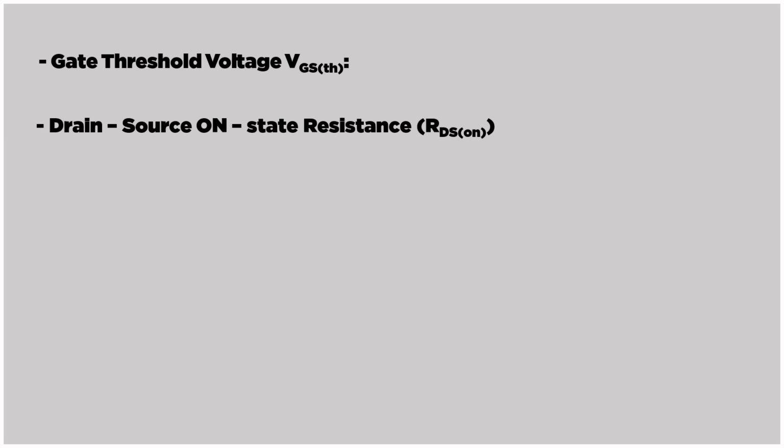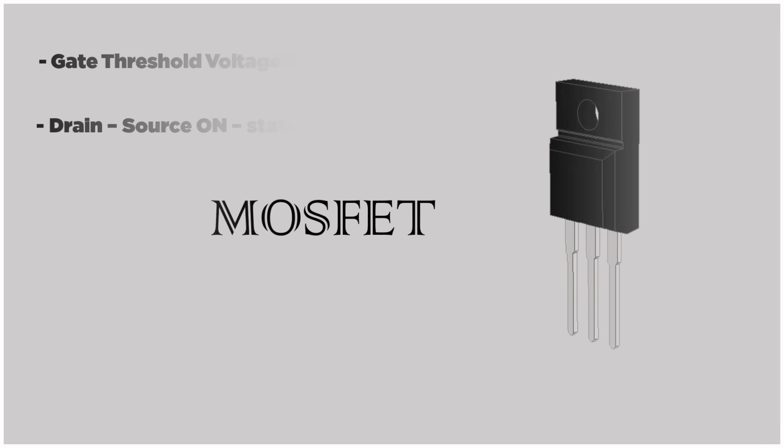Two very important yet widely misunderstood parameters which we will be considering in this video are the gate threshold voltage, VGS-TH, and the drain source on state resistance, RDS on. Just before we get started, let's briefly introduce the MOSFET.